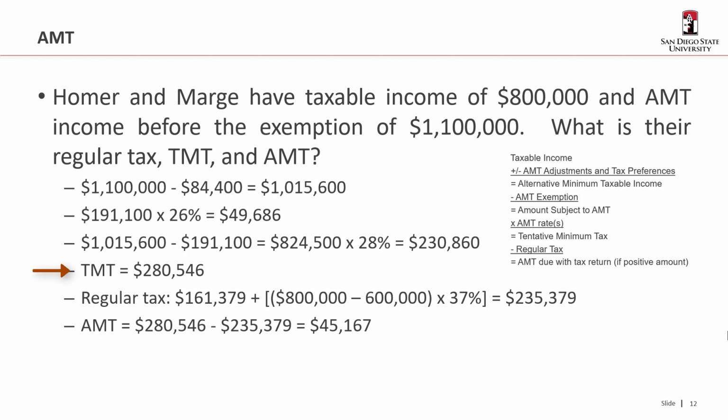Add those two together, the tentative minimum tax is $280,546. We can calculate the regular tax using the married filing joint schedules, and we'd see that their regular tax on $800,000 of income is $235,379. As a result, the tentative minimum tax exceeds regular tax. Therefore, Homer and Marge have AMT of $45,167.